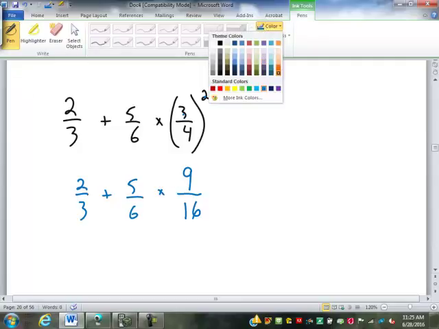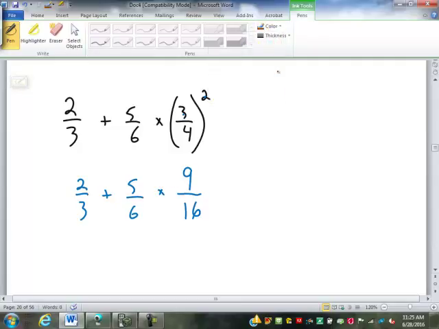Now what? Multiplication would be next, right? So I'm looking at this here. Within that, I can cross cancel 6 and 9, be 3 and 2, right?